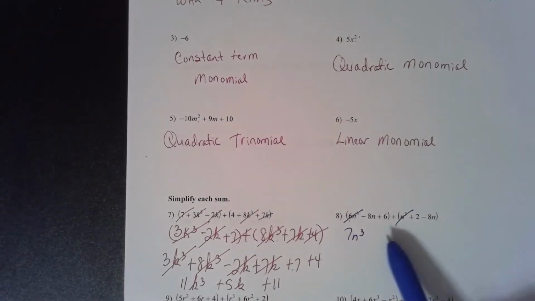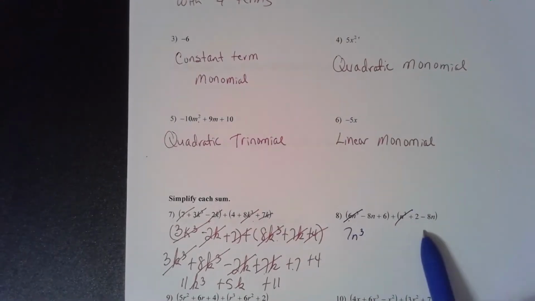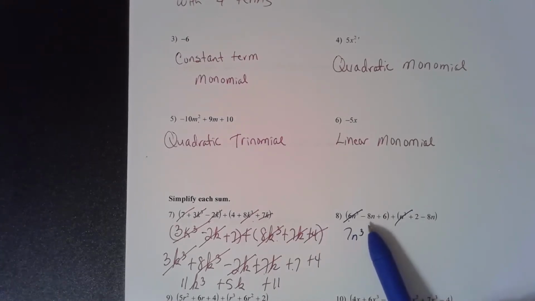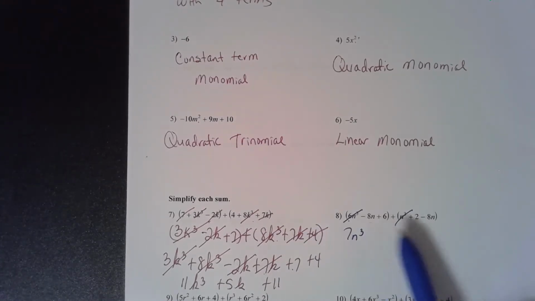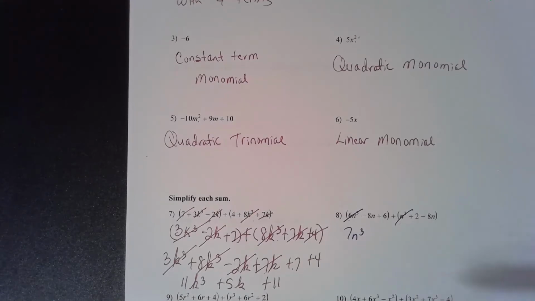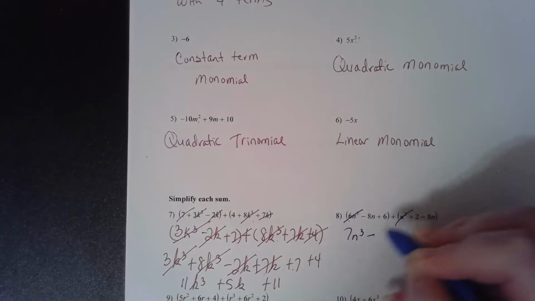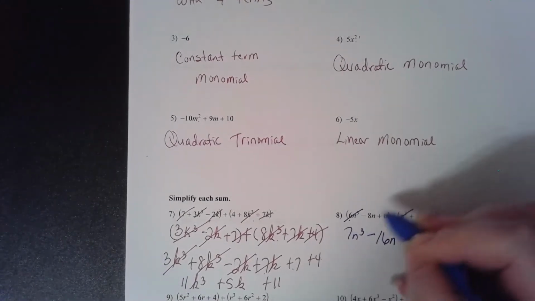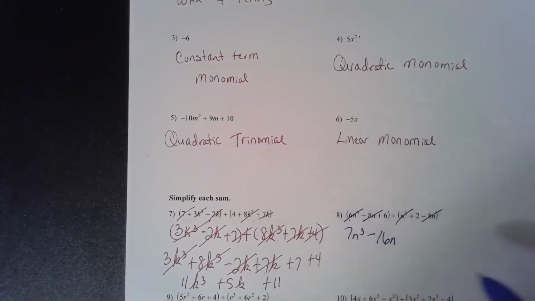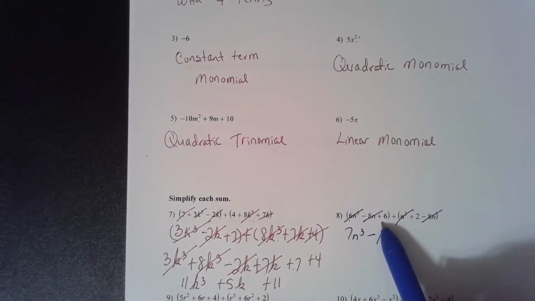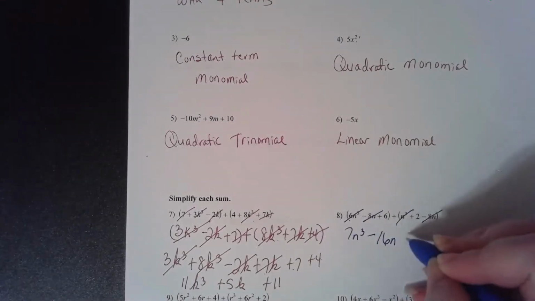Okay. Then I'm going to see if I have any n squareds. I have no n squareds, but I do have n's. I've got negative 8 n's here, and I've got another negative 8 n here. So a negative plus a negative still remains negative: negative 16 n's. And then I've got a plus 6 and a plus 2, which gives me plus 8.